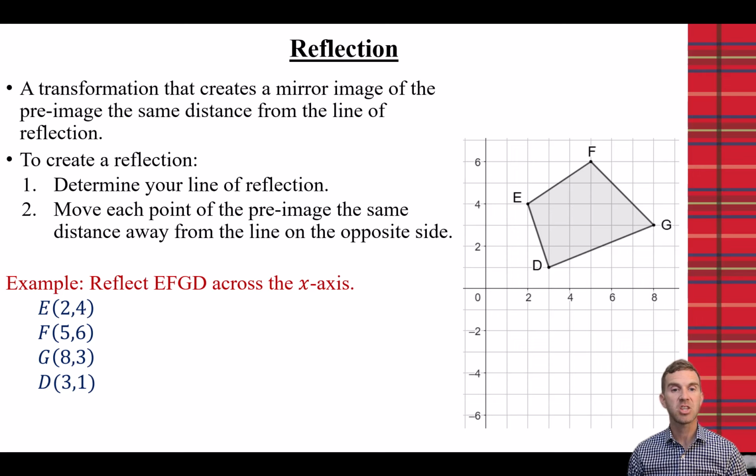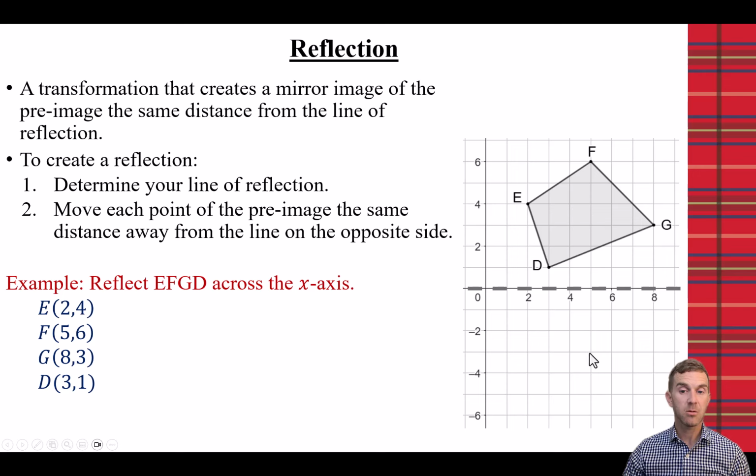So we can look at how does this change those points. So we have the x-axis here, and I want to move my image across it with the same distance. So if I think about E, it's 4 units up, so I'd want to go 4 units down. D is 1 unit up, so I'd want to come 1 unit down.